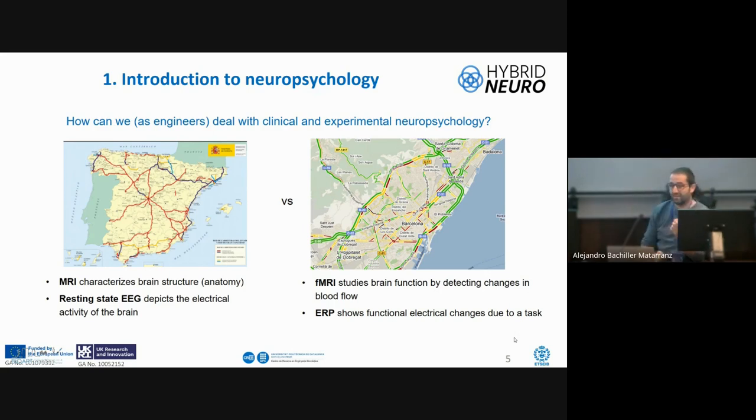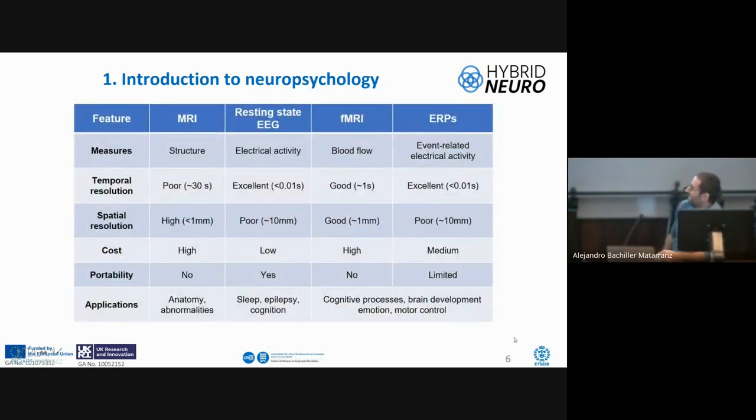You can select some way to go there, but this map of ways does not give you any information about the traffic. Okay, so functional magnetic resonance image and event related potentials give you this information about the traffic. That is the difference between anatomy or structure and function. This example is very interesting and always works well.